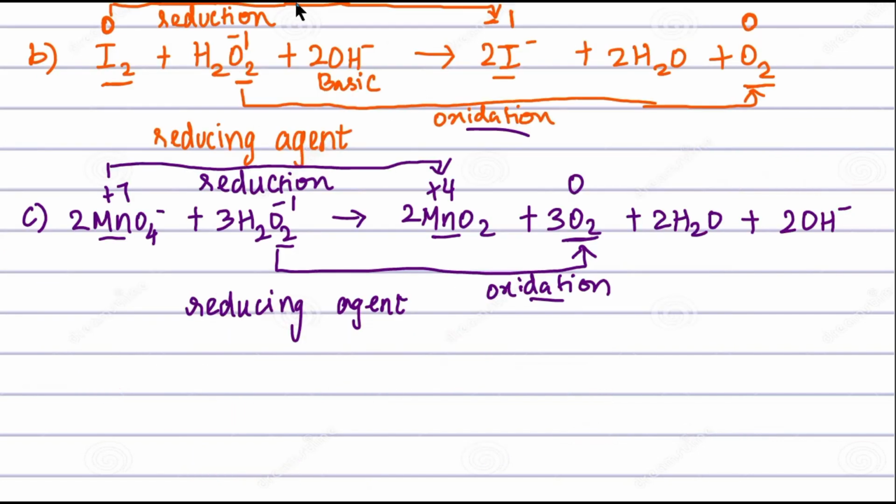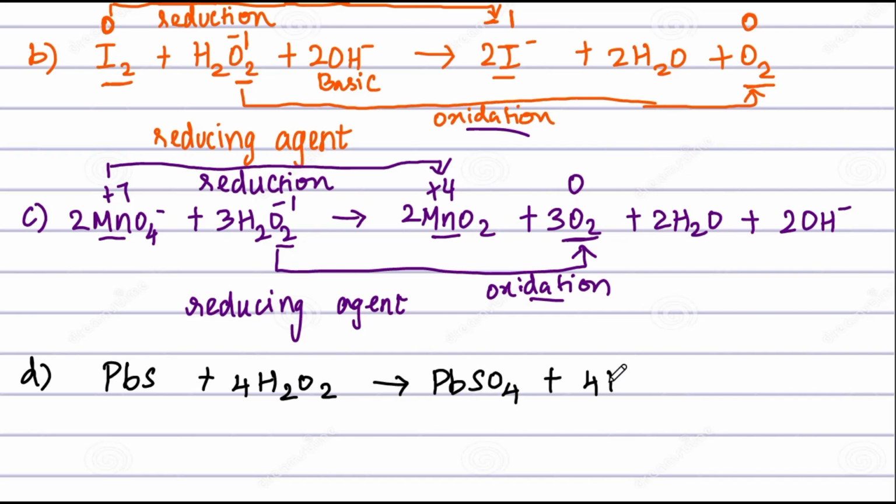So let us check that. Option D is PbS plus 4H2O2 gives PbSO4 plus 4H2O. So in this equation, in the product, O2 is not present. So directly we can tell the answer by seeing the product side itself. In the other three equations, O2 is present.